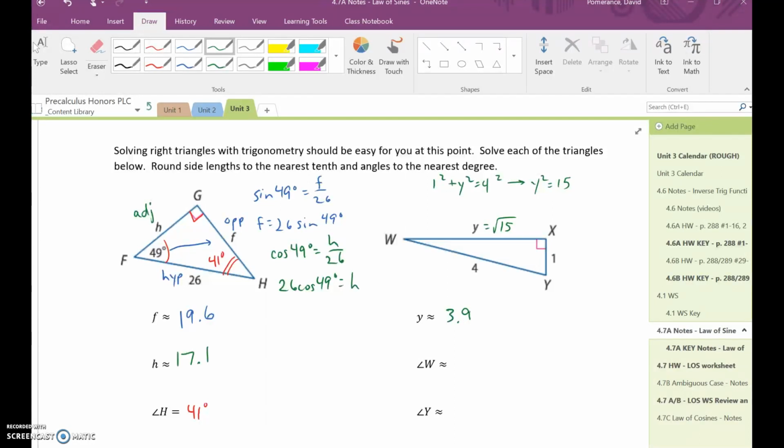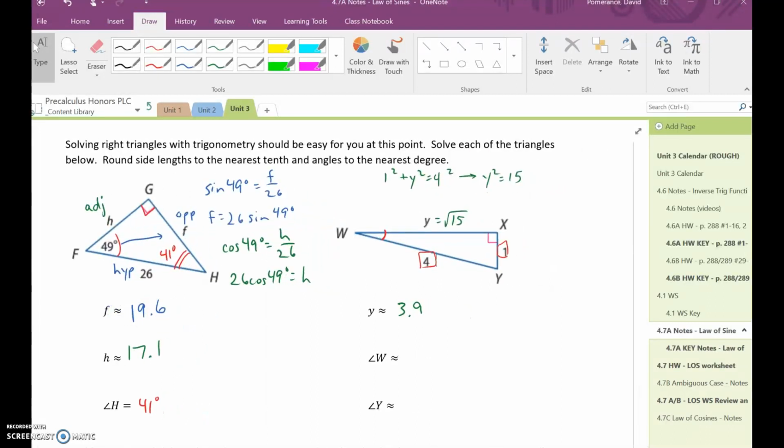Angle W is right here. And I'm going to use the 1 and the 4 because those were given. I know that they're right. I might have made a mistake with that 3.9 or the square root of 15. So it's better to use the given information when you can. 1 is opposite W, and 4 is the hypotenuse. So that looks like a sine problem.